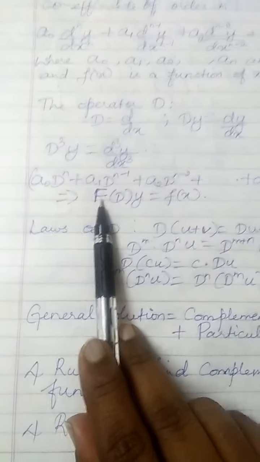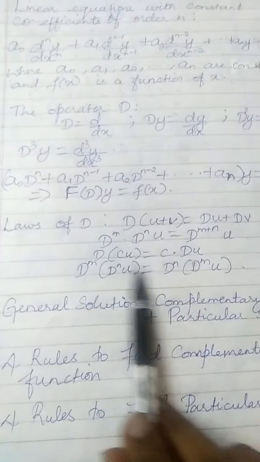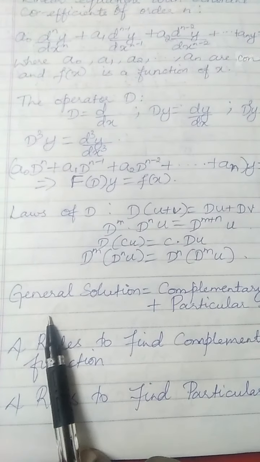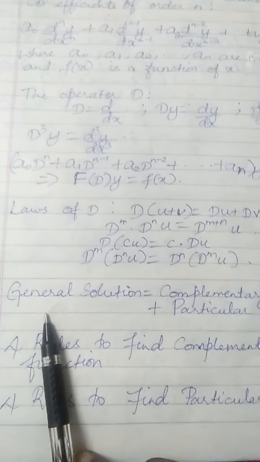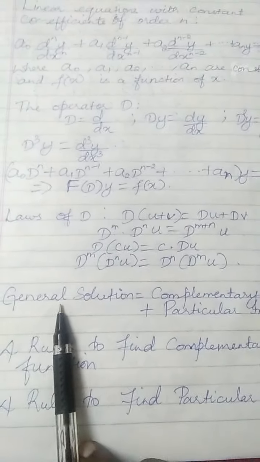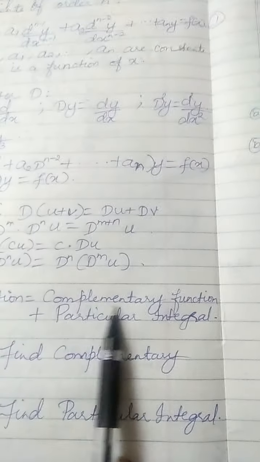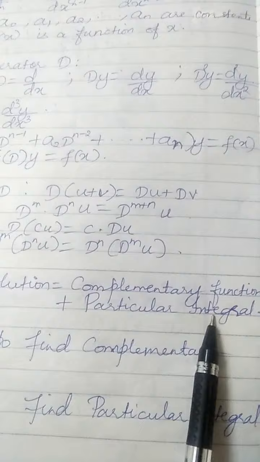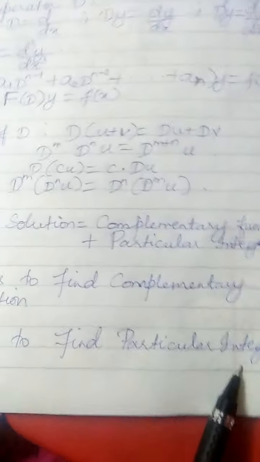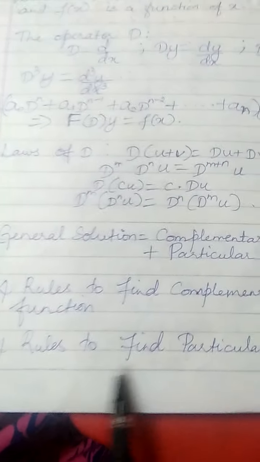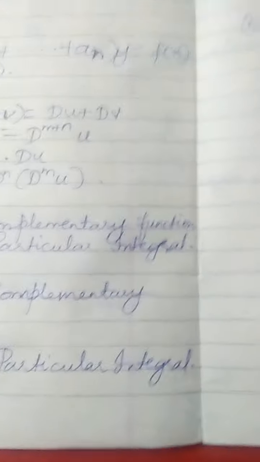Having solved the linear differential equation using the properties of D and the laws of finding the complementary function and particular integral, the solution should be written in the form of general solution equal to complementary function plus particular integral. There are four rules to find the complementary function and four rules to find the particular integral, and some sub rules to find the particular integral. Now let us learn the rules to find the complementary function.